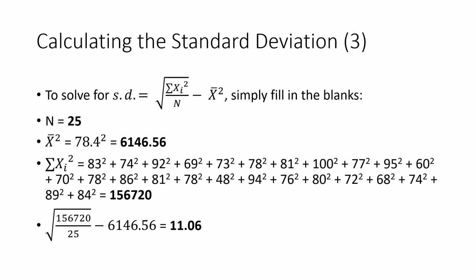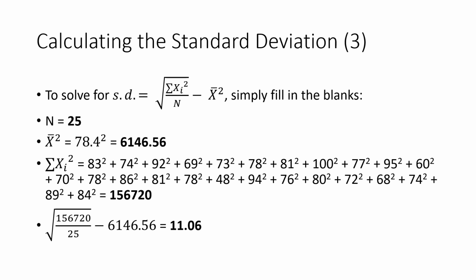So solving for this equation, which again appears at first glance to be quite complex, is actually as simple as simply filling in the blanks. So let's take what we know. We know that n equals 25. N is the number of cases in our sample. We know that there are 25 students. So we can clearly put n equals 25. We know that the mean is 78.4, and if we take 78.4 squared, we get 6,146.56. So we can already plug in the mean squared.